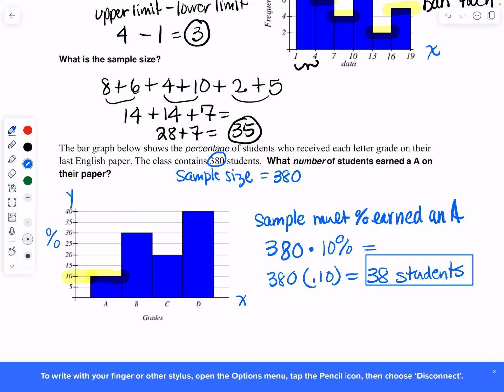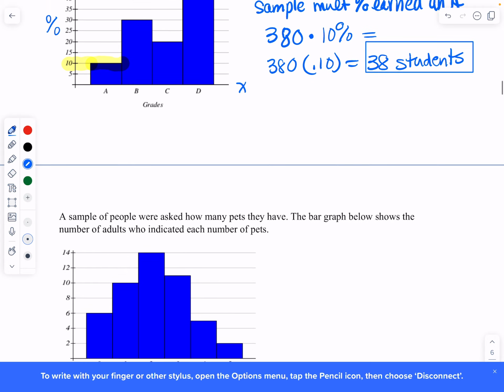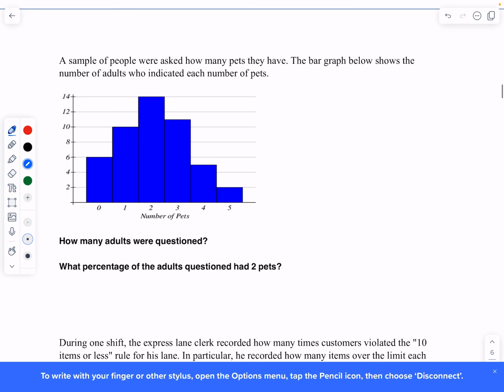So again, we took the sample, we multiplied it by the percent of students that earned an A. So 380 is the sample size times the 10%. Okay, next one. A sample of people were asked how many pets they have. The bar graph below shows the number of adults who indicated each number of pets. So again, it's a histogram because all those bars are touching.